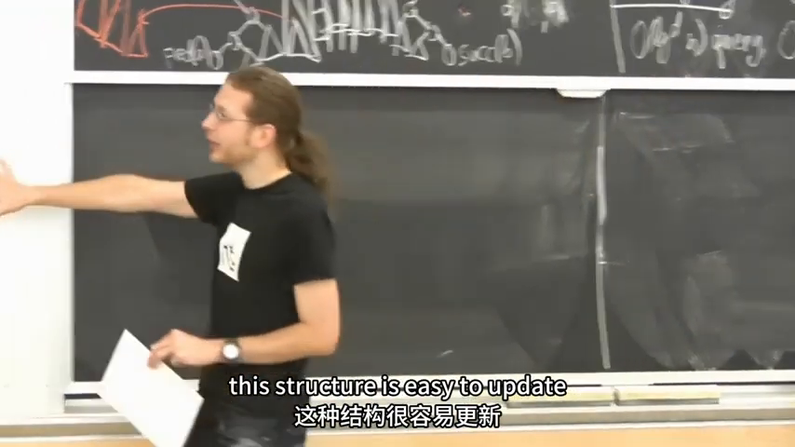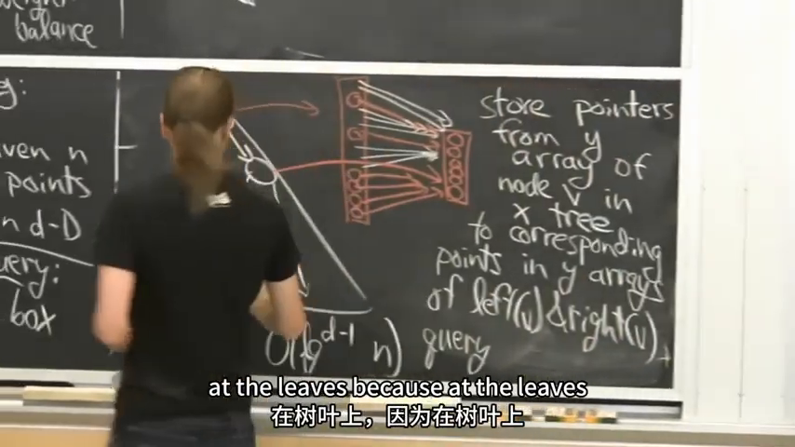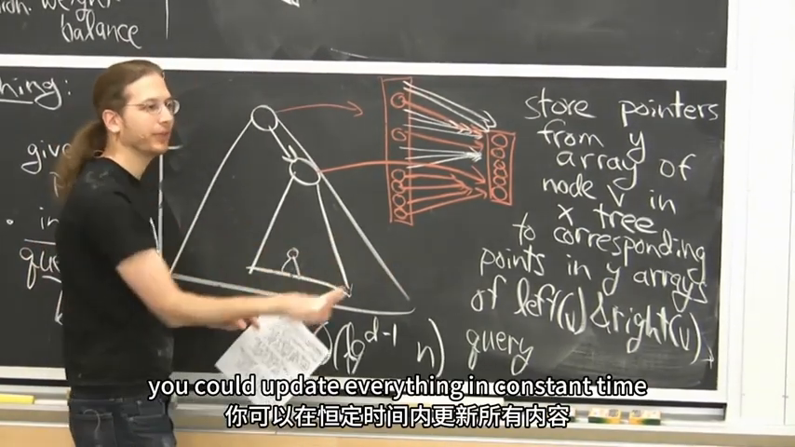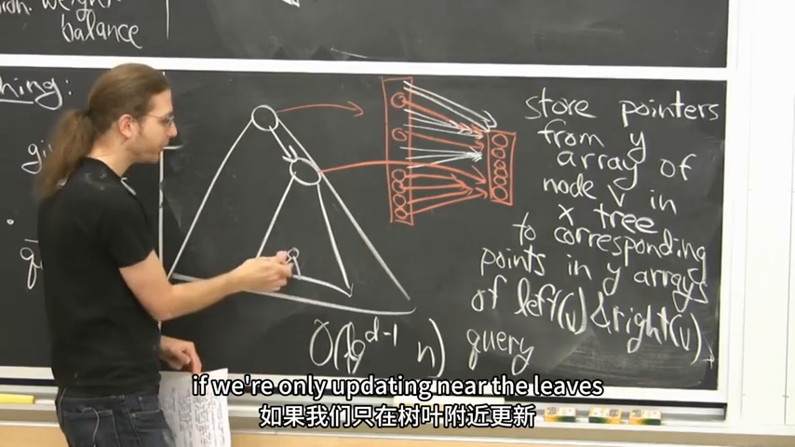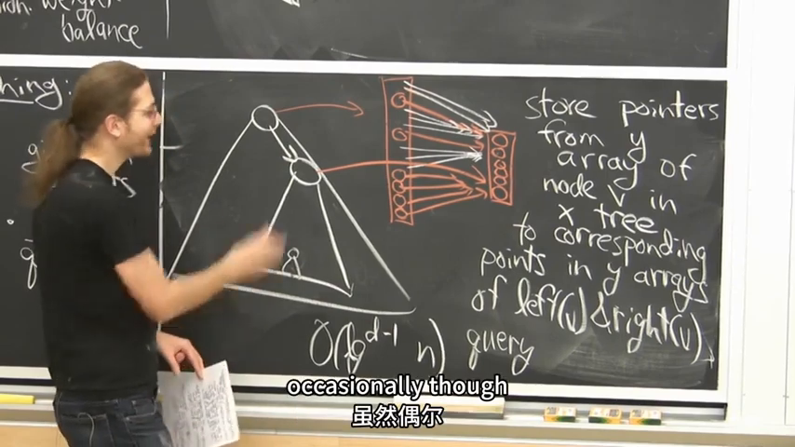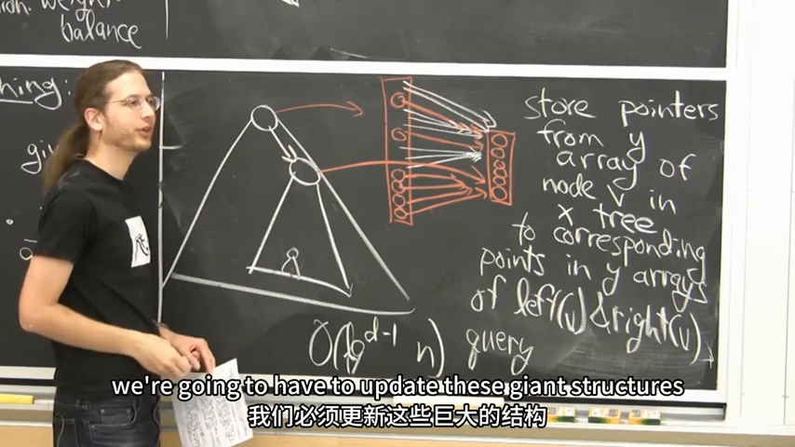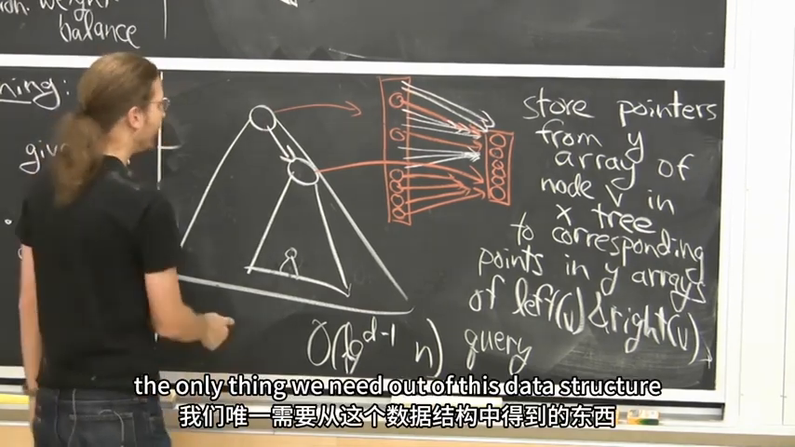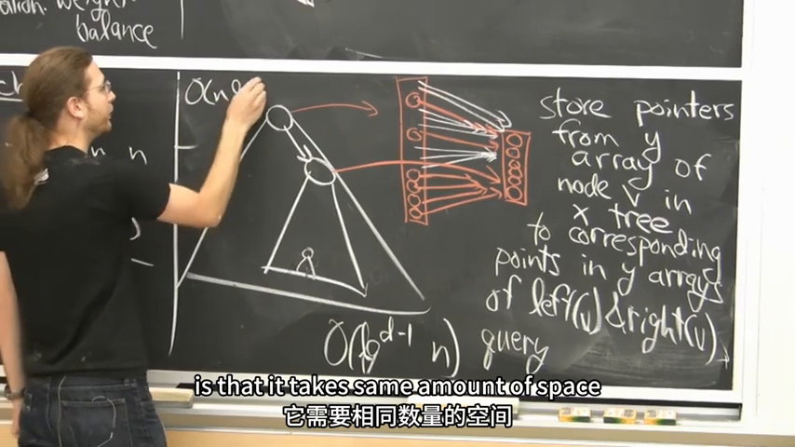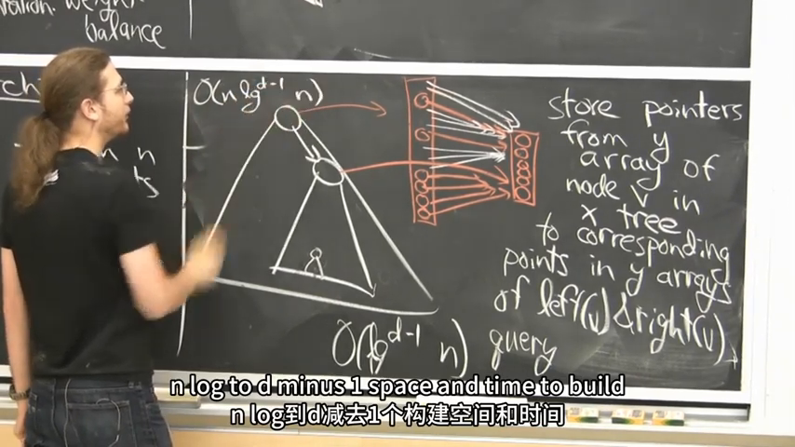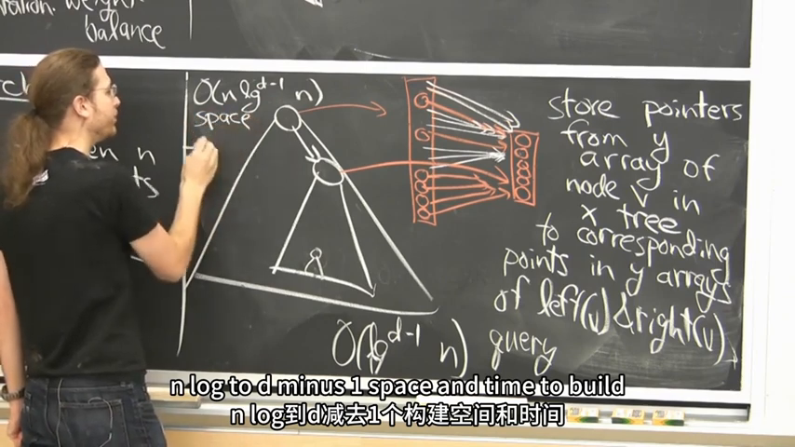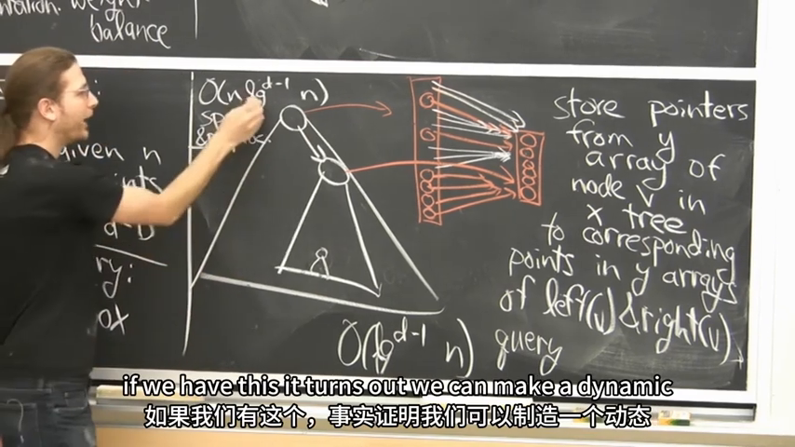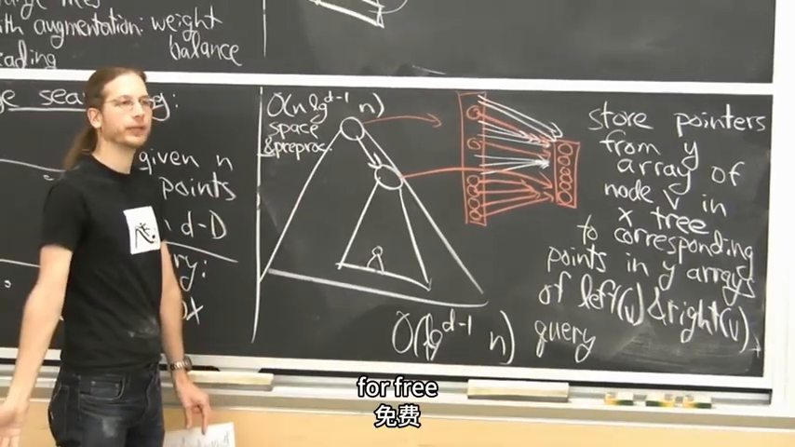This structure is easy to update at the leaves, because at the leaves, if you look at one of these structures, a constant number of items, there's a constant size array, you could update everything in constant time. If we're only updating near the leaves, then life is good. Occasionally, though, we're going to have to update these giant structures, and then we're going to have to spend giant time. That's okay. The only thing we need out of this data structure is that it takes the same amount of space and preprocessing time. N log to d minus 1 space and time to build this static data structure. If we have this, it turns out we can make it dynamic for free.